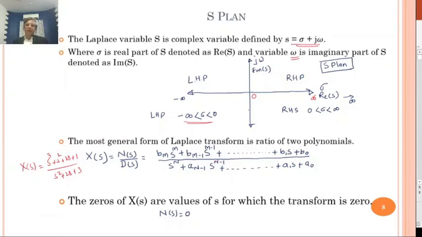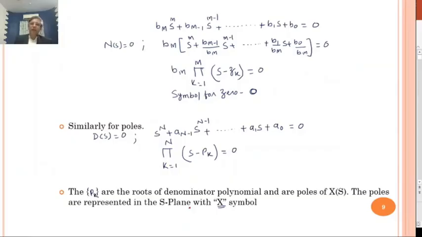From this equation we define the zeros of the system and the poles of the system. When the numerator value becomes 0, we equate the numerator to 0. We simplify this equation by taking bm as a common constant, and then we get the next equation: bm times the product for k equal to 1 to m of (s minus zk).